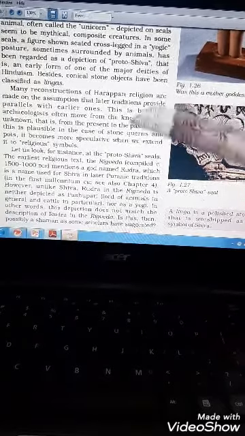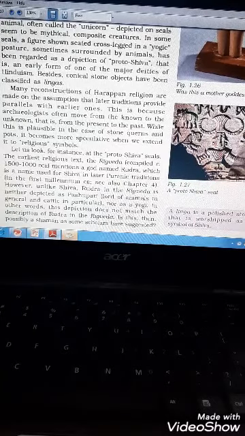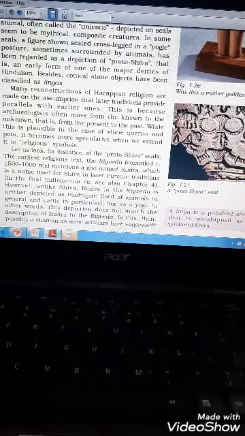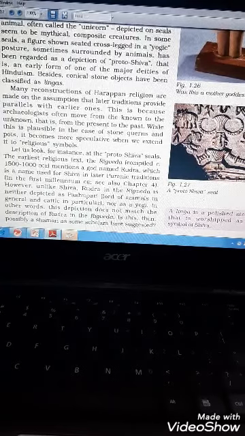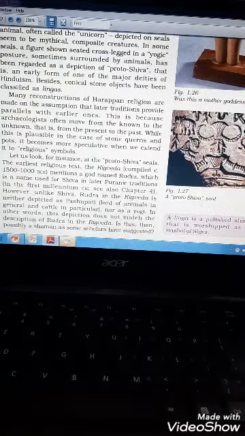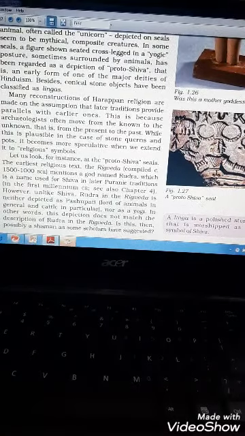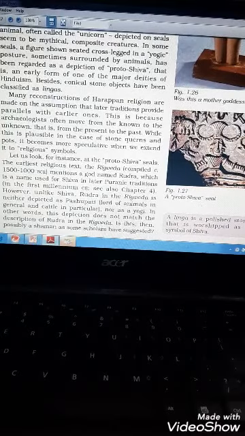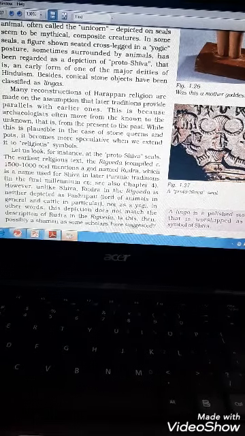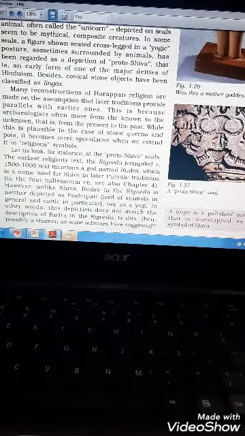Apart from that, they found a picture depicted in a seal. You can see a yogic figure sitting cross-legged and surrounded by animals. This is called the proto Shiva, depicted in the seal. They have said that the Harappan people used to worship Lord Shiva. In the Rig Veda, a god named Rudra is mentioned, which was the name used for Shiva in the later Puranic tradition.